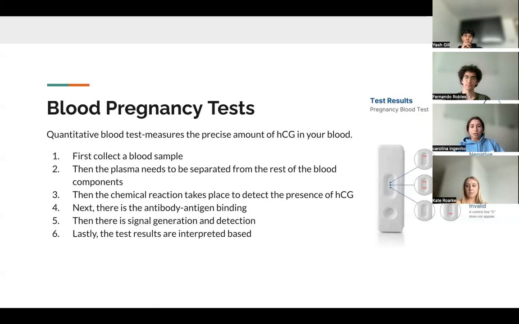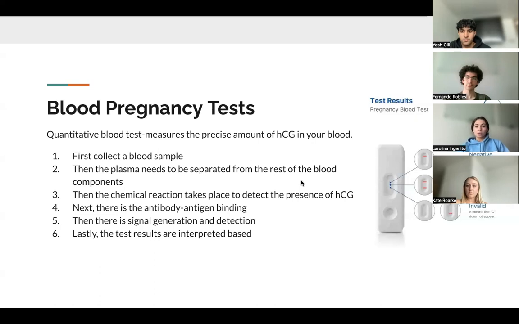Next, there is the antibody-antigen binding, where the HCG molecules in the plasma bind to the antibodies present in the test kit, forming an antigen-antibody complex. These antibodies are designed to specifically bind HCG, guaranteeing its accuracy. Then there's the signal generation and detection. Depending on the type of test, the antigen-antibody complex can produce a detectable signal. As we experienced throughout the quarter with various labs, we can see a chemical reaction occur through various methods, such as color change, fluorescence, or chemiluminescence.